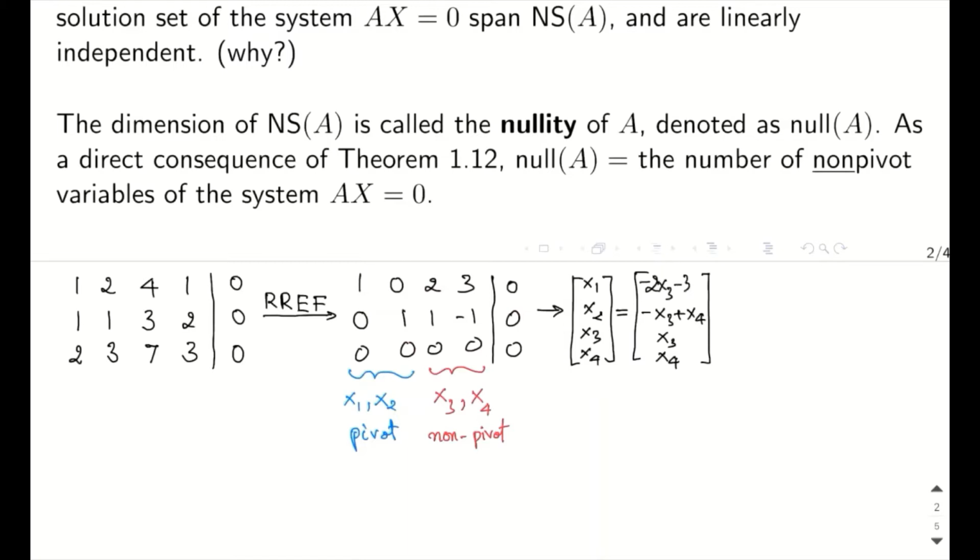2x3 minus 3x4. Now, if you split them into the sum of two columns, one of which is only containing x3 and the other only contains x4, and then pull out x3 and x4 as the scalar multiple, then you'll be able to rewrite this as the linear combination of the column vectors -2, -1, 1, 0, plus x4, 3, 1, 0, 1.